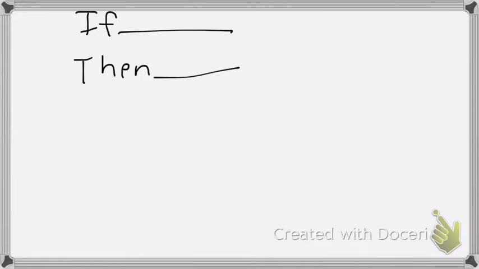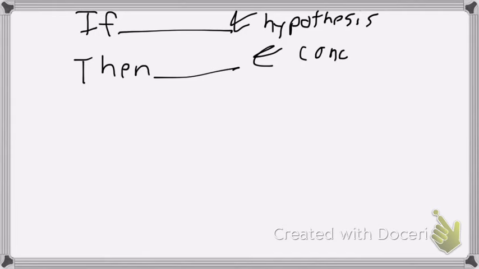And so here we are, we're looking at section 2.2, conditional statements. It's important to realize conditional statements have two parts. Conditional statements look like this: if blah, blah, blah, then blah, blah, blah. So this part right here is the hypothesis. And this right here is called the conclusion.